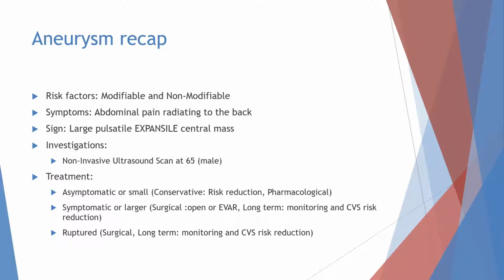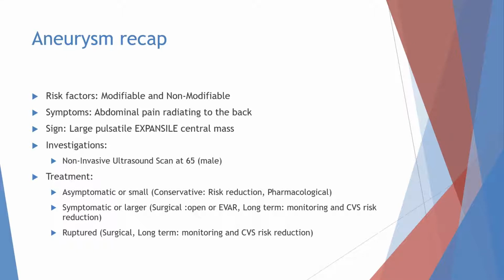So, one quick recap of everything we've covered in this lecture. In terms of risk factors, arteriopathic risk factors are also risk factors for aneurysms, the main one being smoking. Symptoms you may experience with aneurysms: commonly no symptoms whatsoever, but you may get pain radiating to the back, and that would be an indication for surgical intervention. On examination, these patients have a large pulsatile and expansile central mass, the keyword being expansile. Investigations: we have the National Screening Programme, an ultrasound scan for males at 65 years old, and then we can also do surveillance with further ultrasounds as needed.